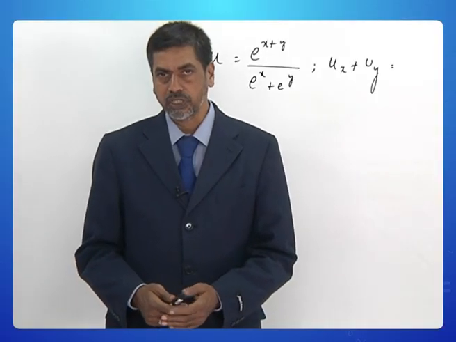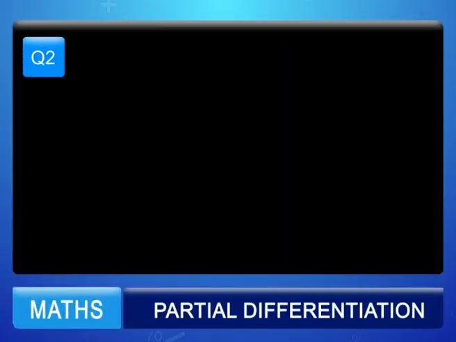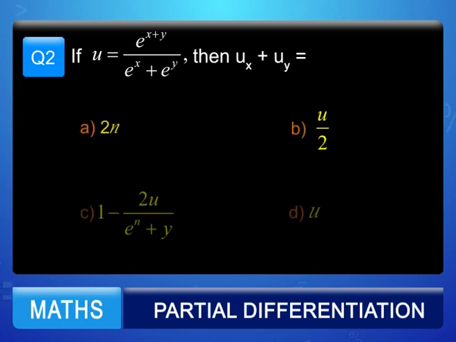Partial differentiation question number 2. If u is equal to e power x plus y by e power x plus e power y, then to compute ux plus uy.